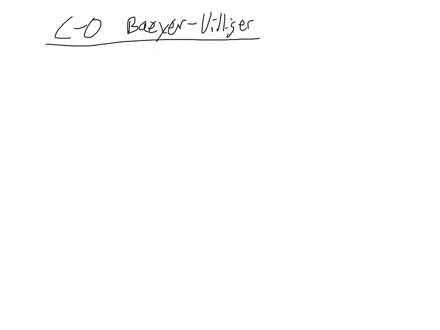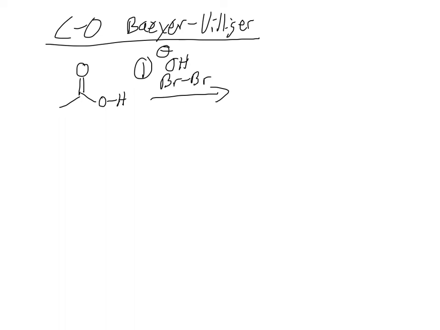Okay, think of a C to O migration. So one I showed you guys in class was a Baeyer-Villiger, which I expect you to know, but I'm not going to show you that one now. What I'm going to show you, I'm going to start with a carboxylic acid. See if this works or not. We'll find out real fast if this is stupid or not. And we'll start off with OH minus and Br2 as step one.